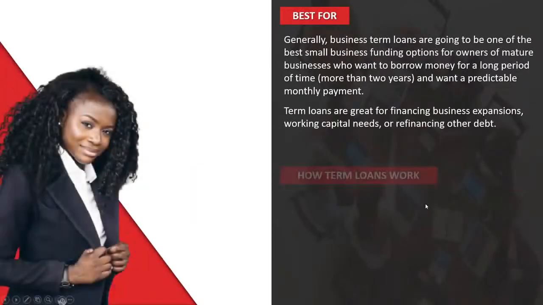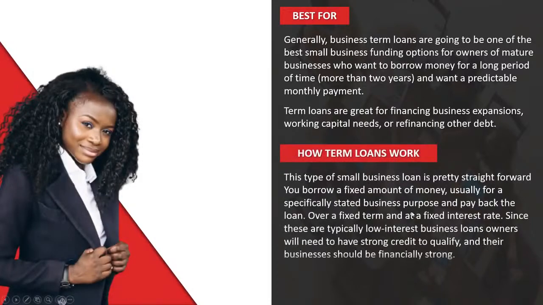Generally, business term loans are one of the best small business funding options for owners of mature businesses who want to borrow money for a long period of time, i.e., more than 2 years, and want predictable monthly payments. The way it works is that an amount is borrowed over a fixed period of time, at a fixed rate, at a fixed payment amount. Very easy to understand. A lot of times when people bring up different loan products, others just aren't familiar with it, but this is just your basic traditional term loan.